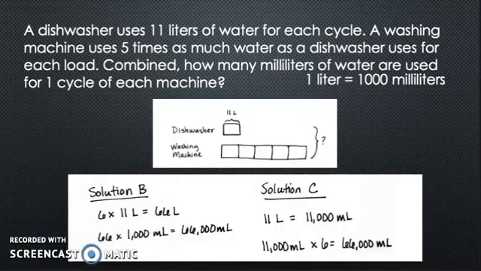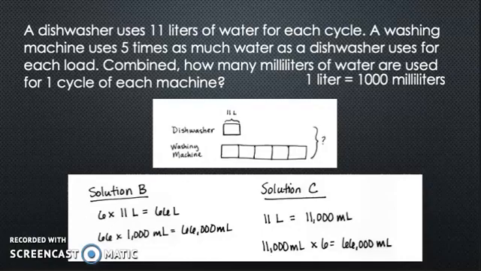Here are 2 more solutions for this problem. You may have completed your work in one of these ways, and that's okay too. In solution B, I combined the 5 parts of the washing machine plus 1 part of the dishwasher to make 6 total liters, and then I multiplied that by 11 since each part represented 11 liters. Then I multiplied that by 1,000 milliliters to get 66,000 milliliters.